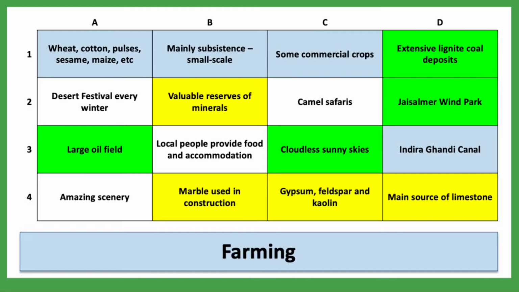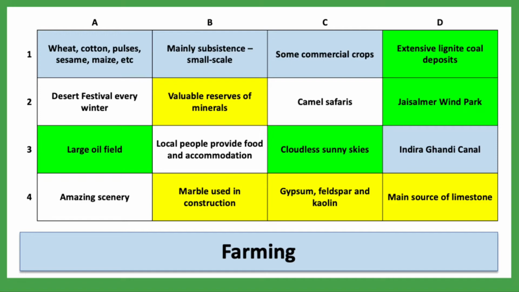So in this region, they grow lots of wheat, cotton, pulses, sesame, maize. So lots of grains there. It is mainly subsistence and small-scale farming. So it's not viable enough, and there's not huge amounts of investment in this region for growing crops on a large scale. There are some commercial crops there, but like we said, it is mainly subsistence.